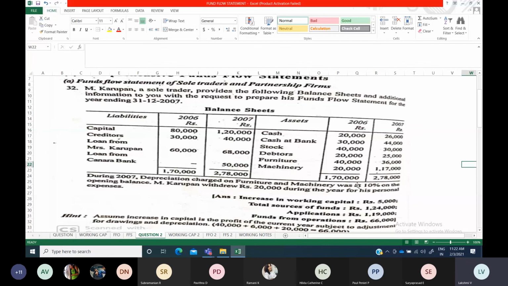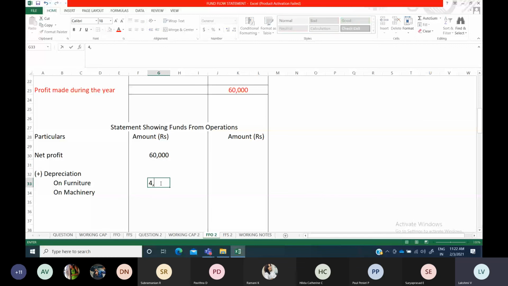Furniture, machinery together 10%, or furniture percentage separately, machinery percentage separately, if they have given, you have to go through all those things. You have to go through the entire problem very carefully. So 40,000 into 10 by 100, 4,000. If you take 20,000 into 10 by 100, it also comes to 2,000. So that amount has to be entered here. 4,000 and then 2,000. Okay.